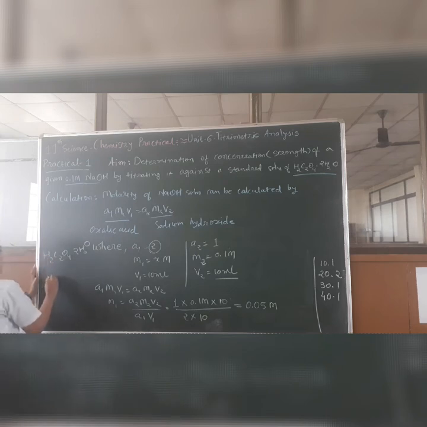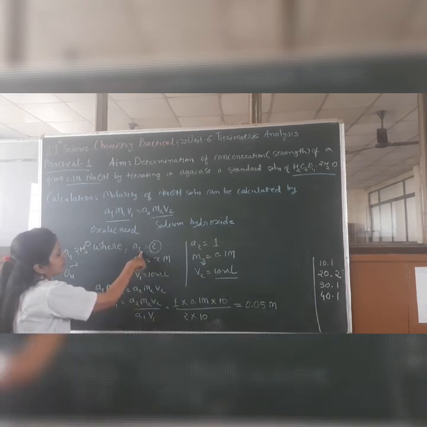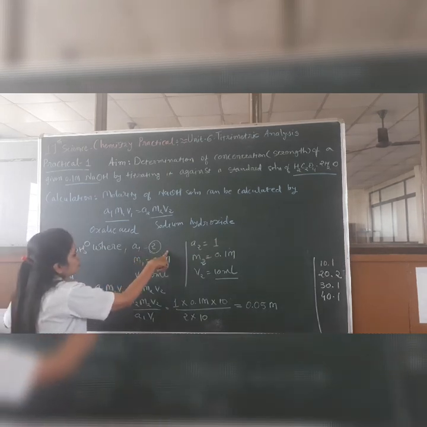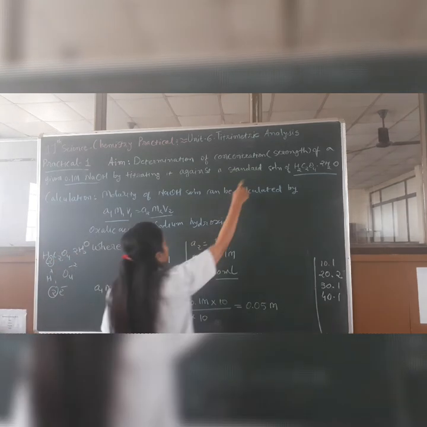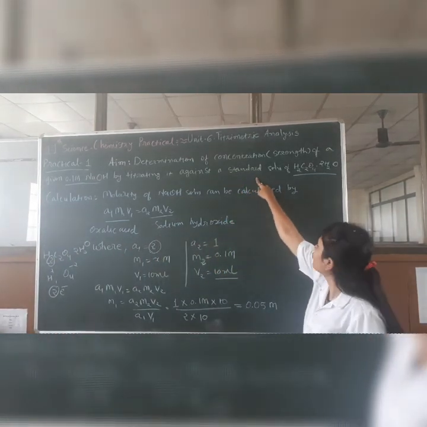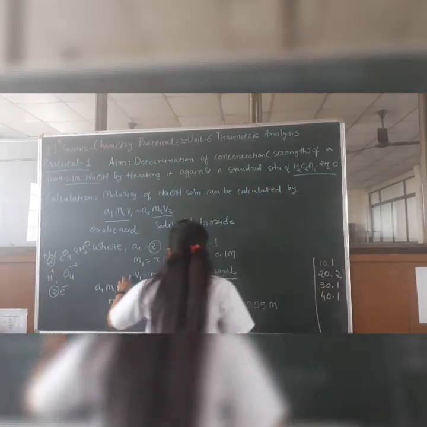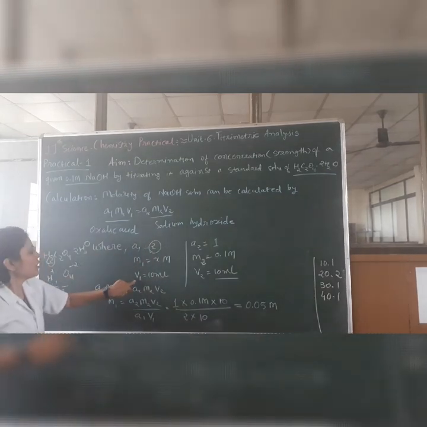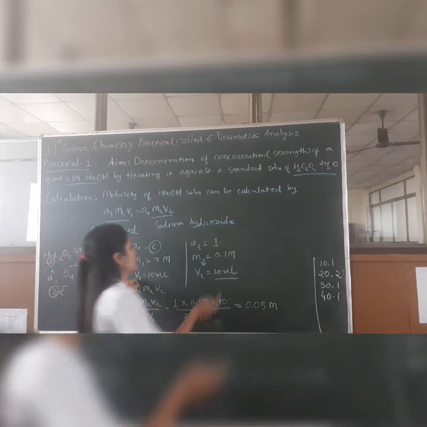Here it is H plus and C2O4 minus 2. Hydrogen has 2 electrons, that's why we write A1 is equal to 2. M1 is x molar, because we have to find the molarity of oxalic acid. Then V1, because we have taken 10 ml of oxalic acid.